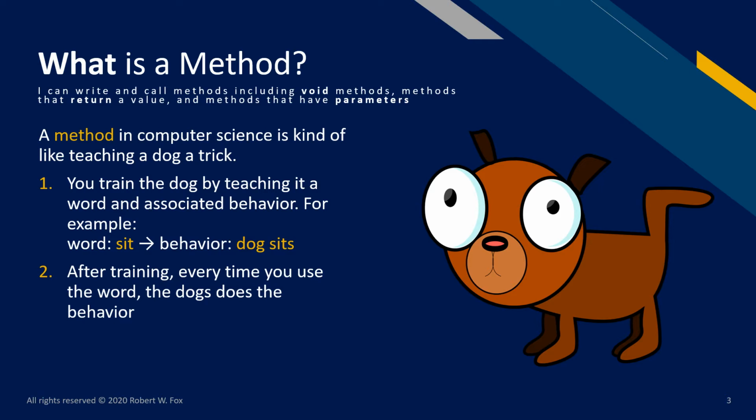Number one is the actual training phase, where you teach the dog to associate some sort of a command or a word with a desired behavior. For example, the word sit should mean that the dog sits down. Then, once the dog is trained, every time you use the word, the dog does the behavior.